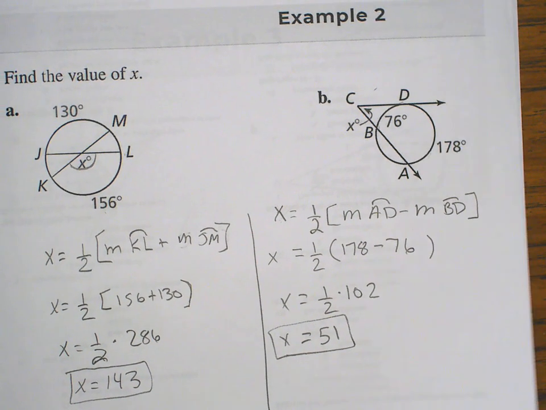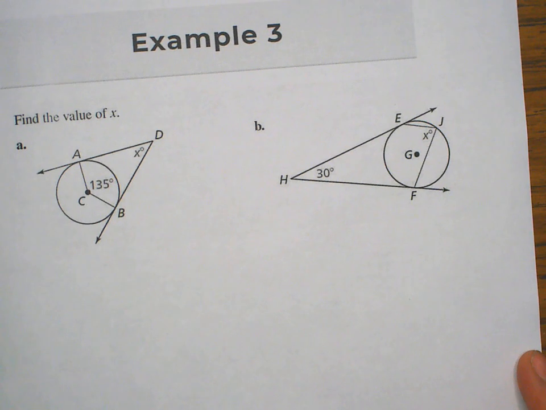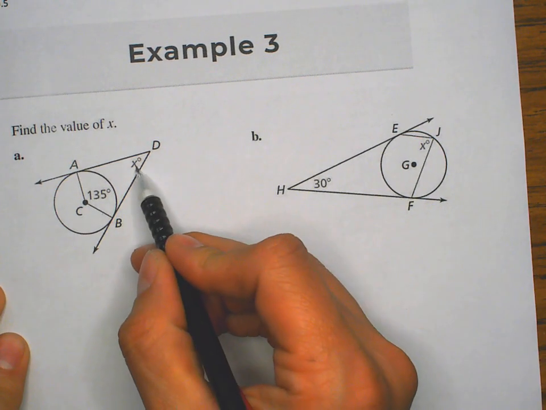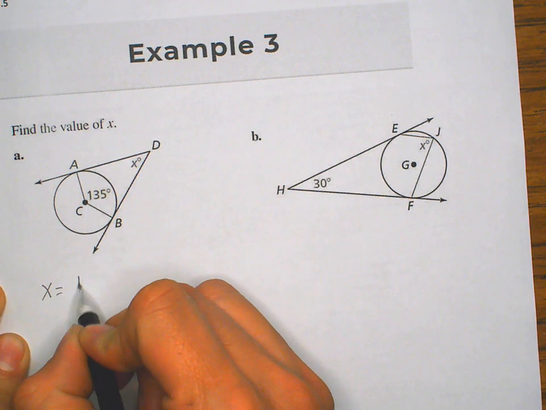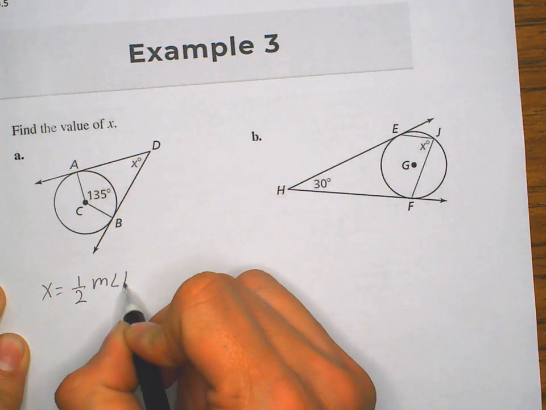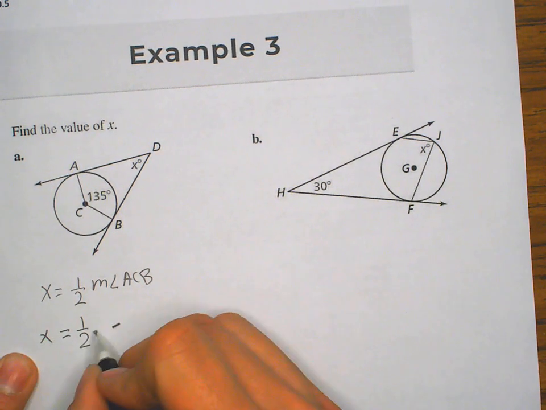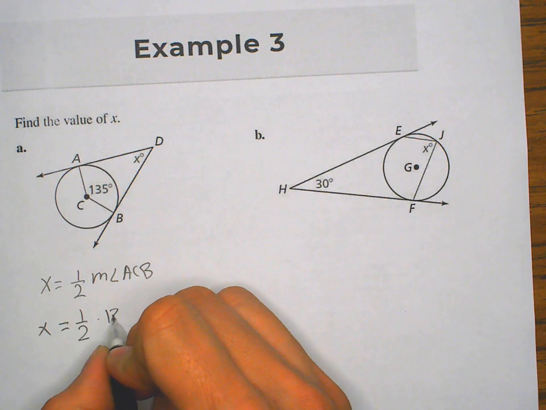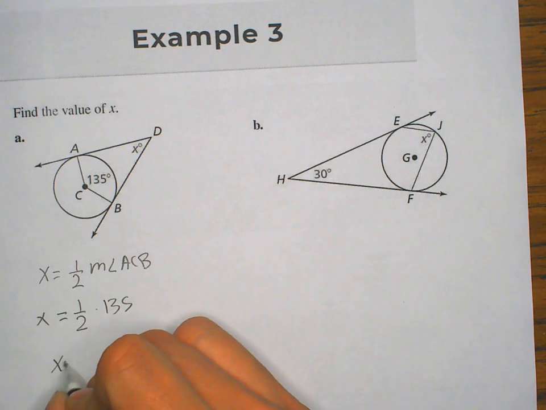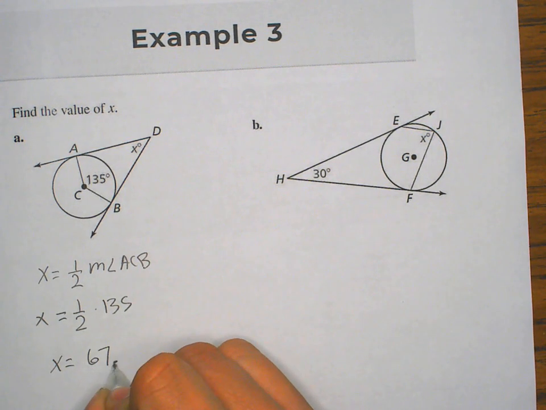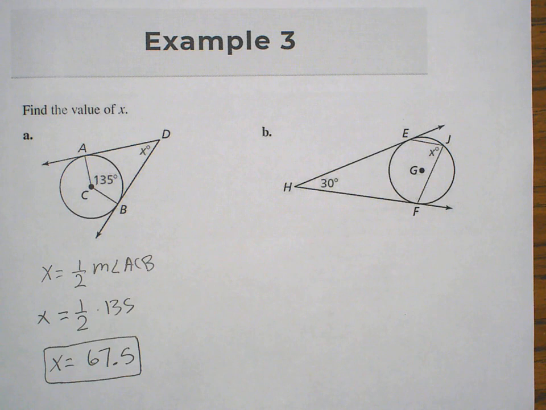All right, on the last one. Okay, so in this one here, we need to remember that this angle right here is going to be half the measure of the central angle. So X is going to be 1/2 the measure of angle ACB. Okay, so in this case, ACB is 135. Okay, so 135 divided by 2. The application to the problems are actually way simpler than you think. 67.5. Okay, take a minute and make sure you write that down.